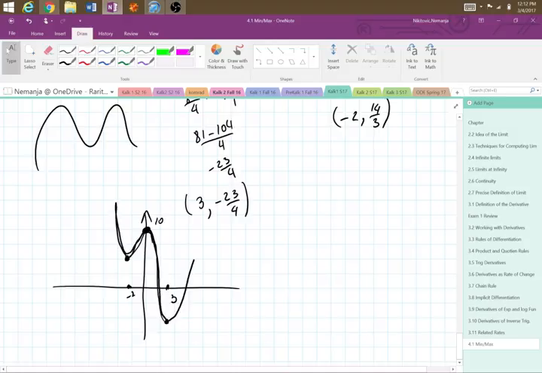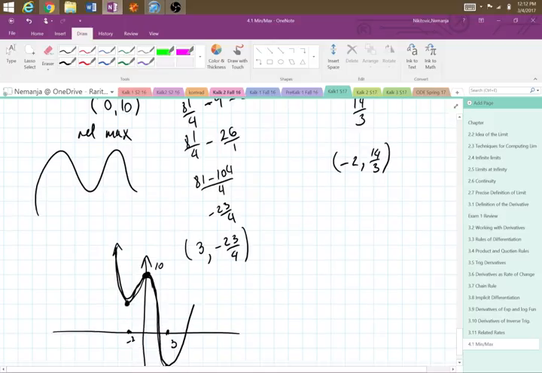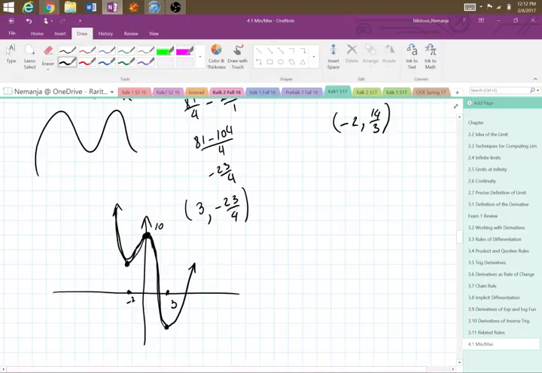So we found that our first point is what kind of max? Relative max. At 3 we have absolute min. And at negative 2 we have relative or local. Doesn't matter, relative or local. The words are equally fine. So this is how the graph looks.